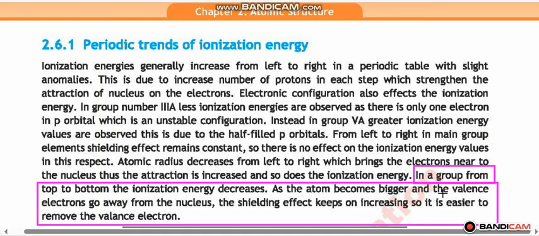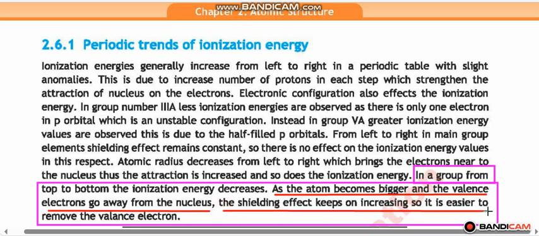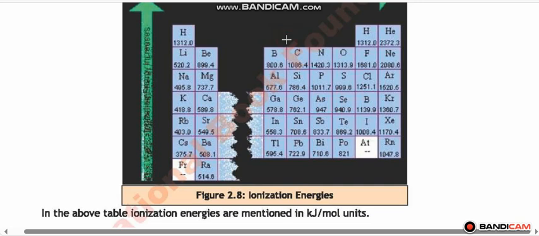Students, in a group from top to bottom, the ionization energy decreases. The reason is that as the atom becomes larger or bigger, the valence electrons go away from the nucleus. The shielding effect keeps on increasing, so it is easier to remove the valence electrons. That is why the ionization energy becomes lesser and lesser as we move down the group.